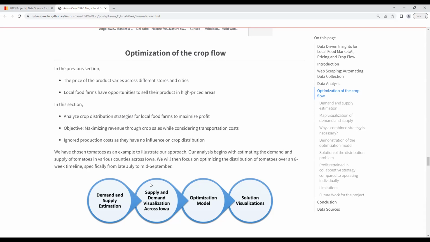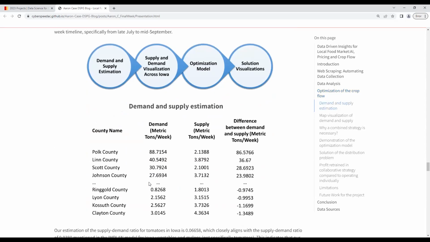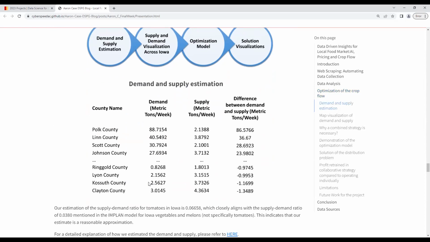First, we start with demand and supply estimation. Then we visualize the demand and supply across Iowa in a map. Then we develop the optimization model. Then we show the results of the optimization model in the map. So now I will talk about the demand and supply estimation first.